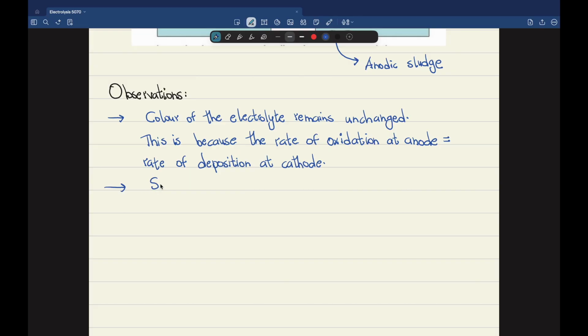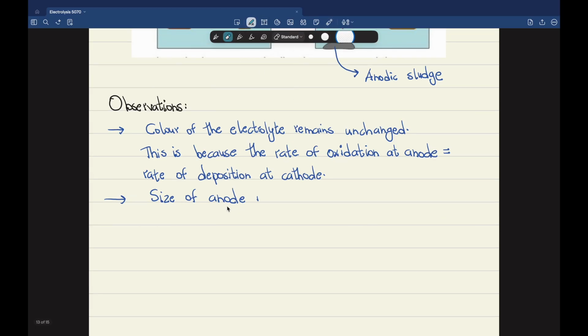Okay? So we say that the size of anode increases. Okay? The size of anode, no, actually no, it's the cathode size that increases. I am very sorry, it's the size of the cathode that decreases, because the cation will go there. I'm very sorry. The size of cathode increases. Okay? Pink copper gets deposited there. Okay? Pink copper gets deposited.